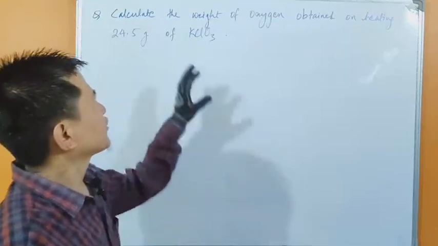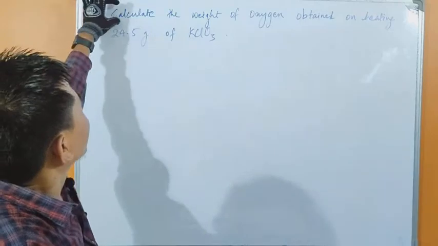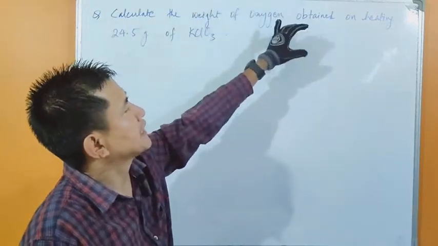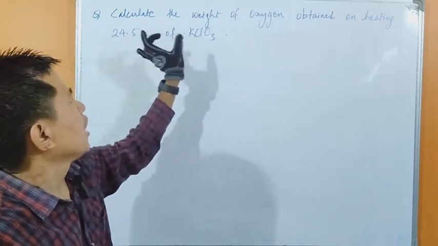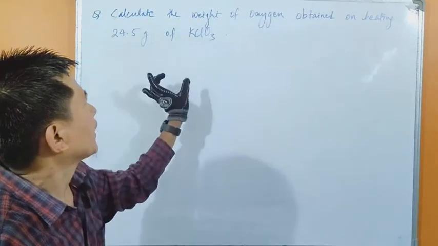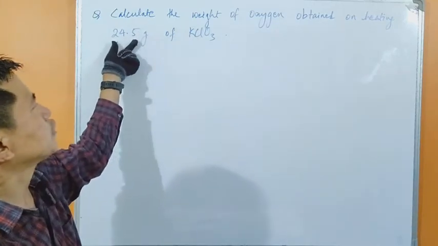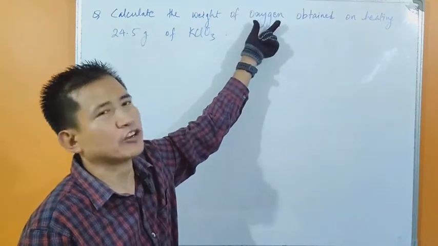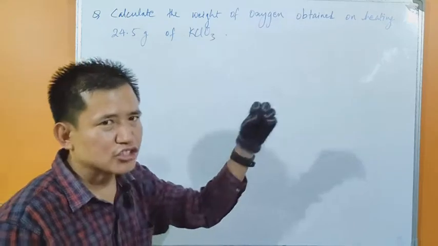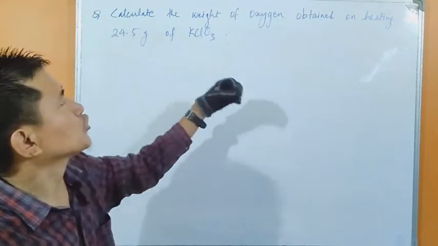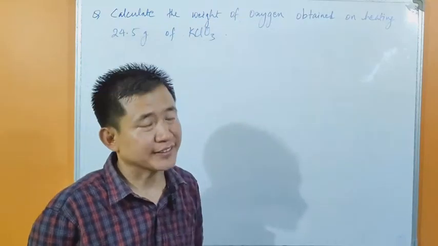Okay students, let us do another numerical problem to understand the concept of mole better. Calculate the weight of oxygen obtained on heating 24.5 gram of potassium chlorate. Potassium chlorate when heated produces oxygen, and the mass of potassium chlorate is given to us. We are asked to find the weight of oxygen produced when 24.5 gram of potassium chlorate is heated.